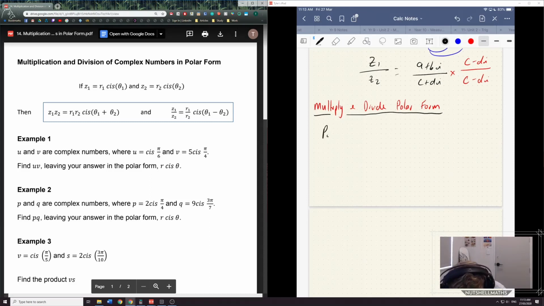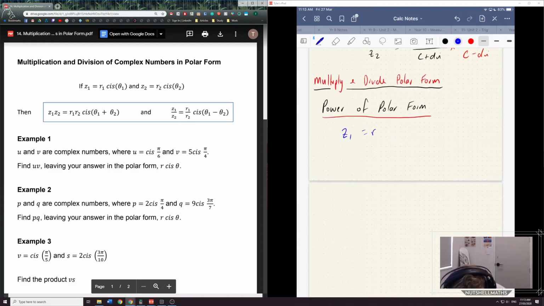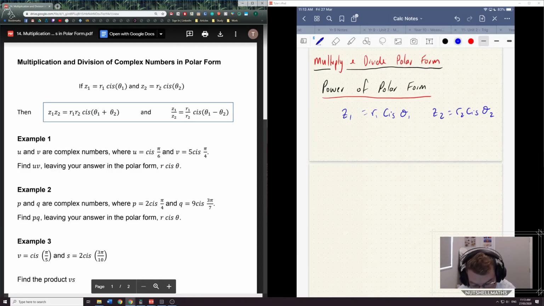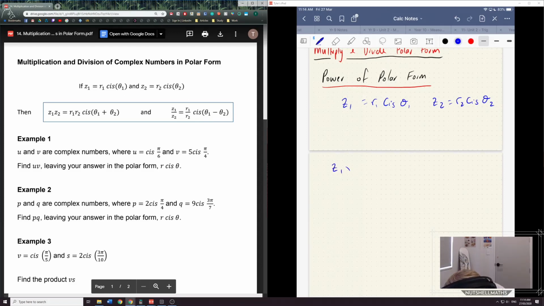I'm going to call this the power of polar form. And the power of polar form is as follows. If z1 equals r1 cis theta 1, where r is the modulus and theta is the argument, and z2 equals r2 cis theta 2, then multiplying and dividing is going to be so much easier, right? Let's have a look. I'm going to drop down onto this page. z1 times z2 equals r1 times r2 cis, and the thetas do the addition, right?